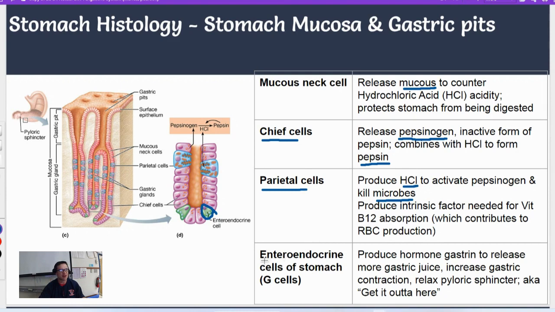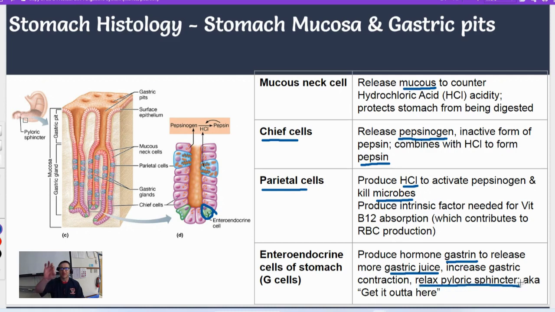And you also have enteroendocrine cells of the stomach. They're going to release a hormone called gastrin. That's going to cause more gastric juice, so enzymes and also the hydrochloric acid, and increases gastric contractions, going to mix the food up. That muscularis layer, the circular, longitudinal, and oblique layers are going to contract, which is going to mix the food with the enzymes and also the HCl, and it's going to cause your pyloric sphincter to relax.